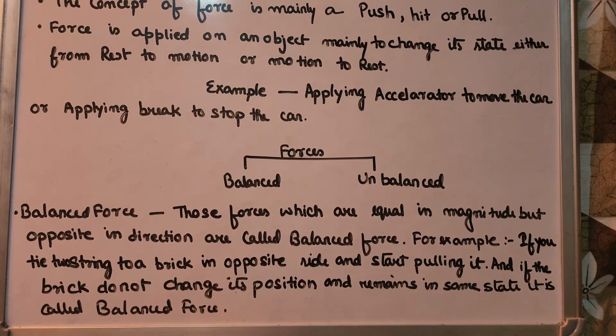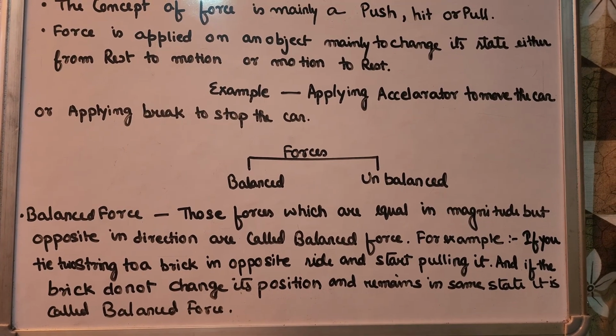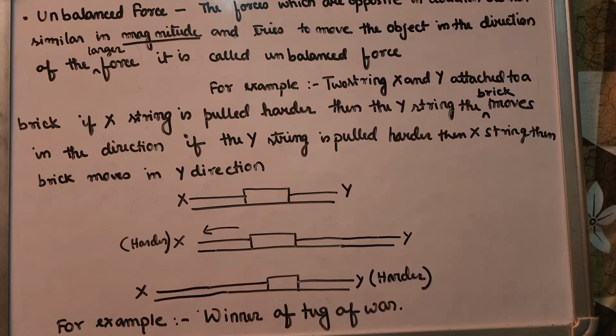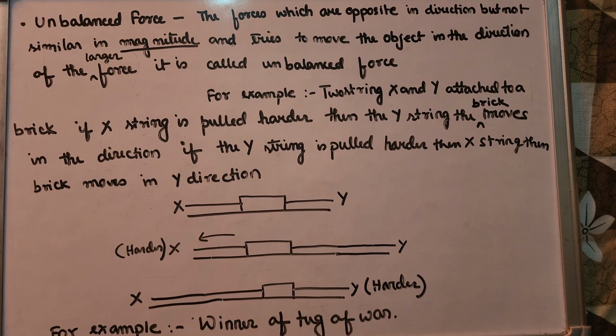For example, if we tie two strings to a brick on opposite sides and start pulling it, and the brick doesn't change its position and remains in the same state, then it is called balanced. Now, what is unbalanced force? The forces which are opposite in direction but not equal in magnitude, and which try to move the object in the direction of the larger force, are known as unbalanced force.